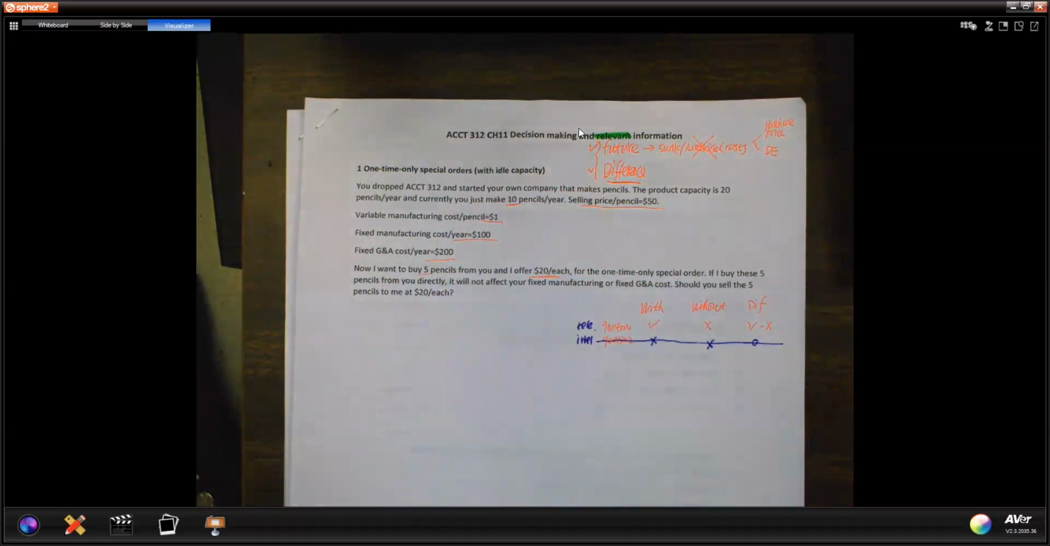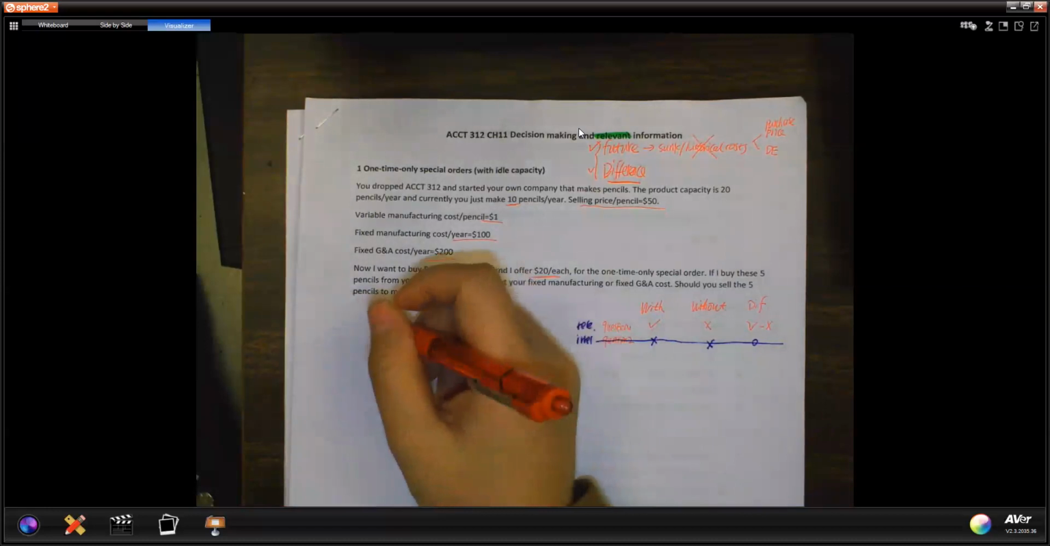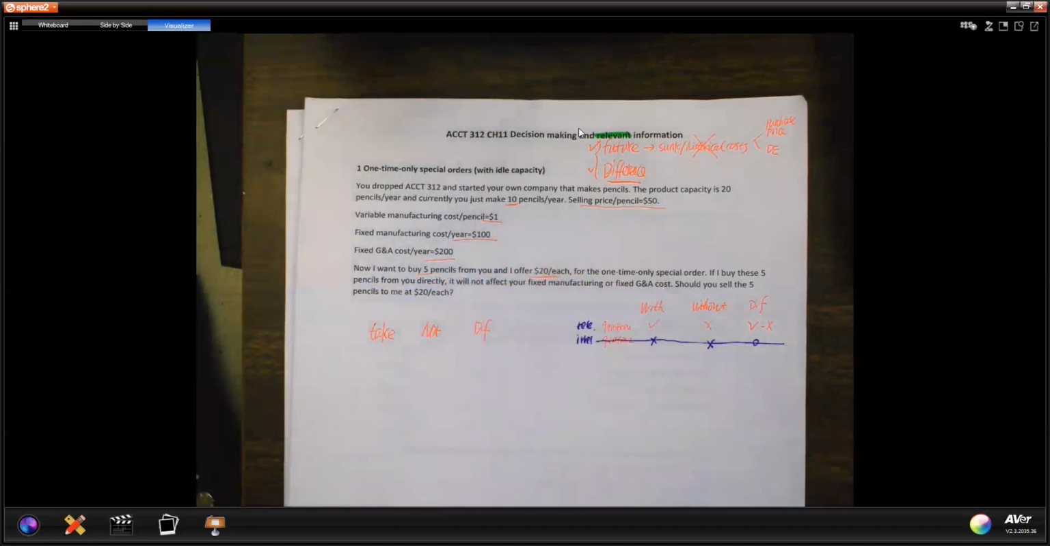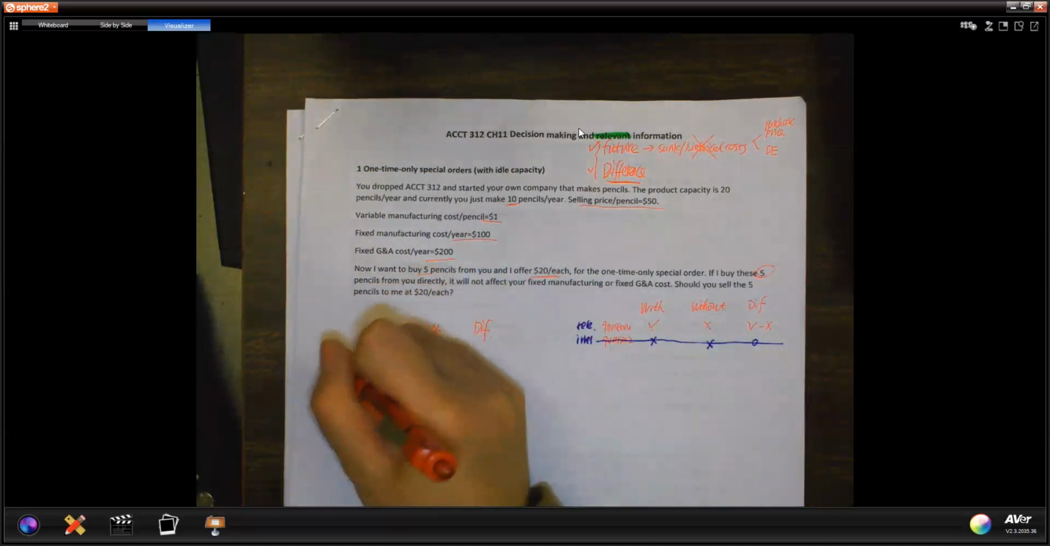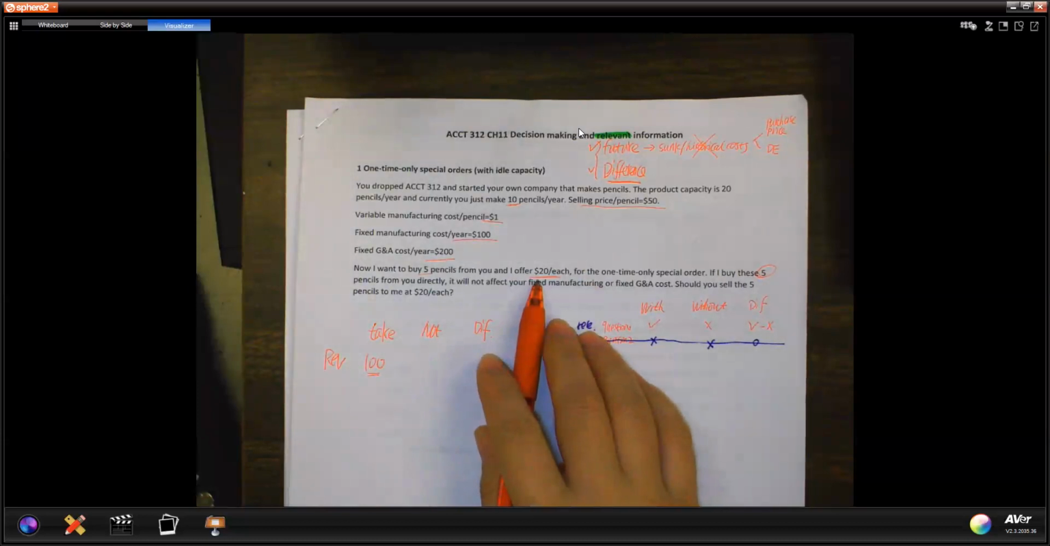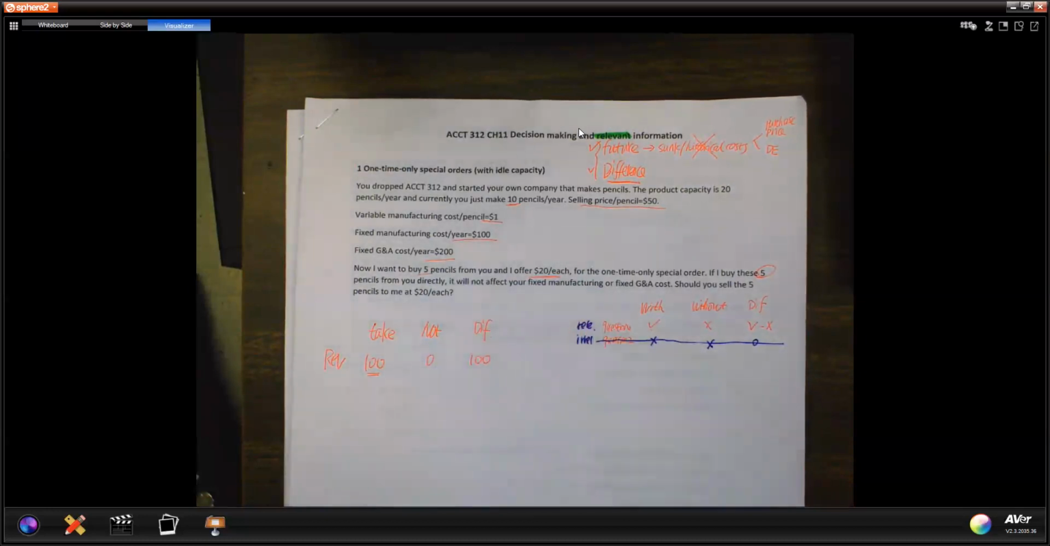Let's do the calculation. In this chapter, we always have 3 columns: do this, not do this, and the difference. Let's look at whether you should take my order, yes or no. Your first choice is you take my order. Second choice is you don't take my order, and then we look at the difference. We look at the 5 pencils. If you take my order, you will generate extra $100 revenue, because you can sell the 5 pencils to me, each one at $20. If you don't take my order, you don't get anything. So that's our revenue.